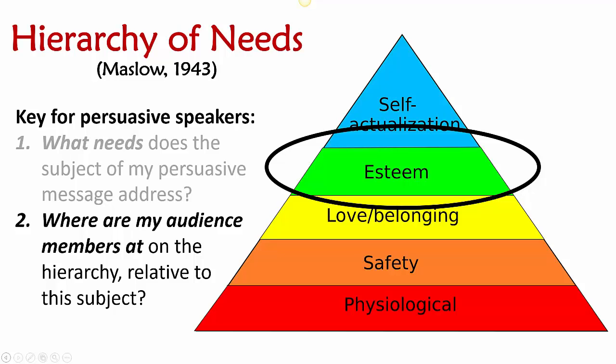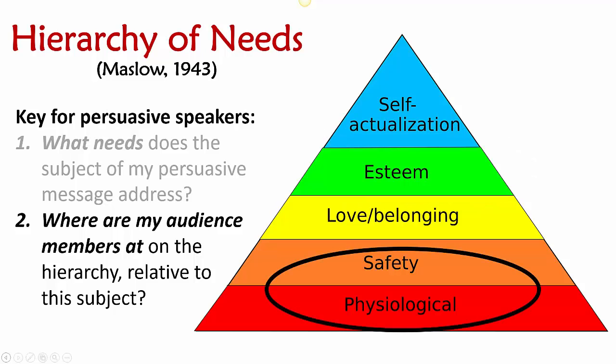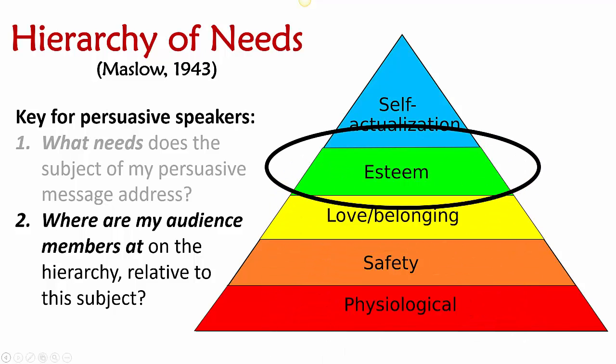So if this is where your audience is at, then you need to rethink your persuasive goal and rethink your persuasive strategies in order to actually get your audience where they actually are, as opposed to where you think you might want them to be instead.